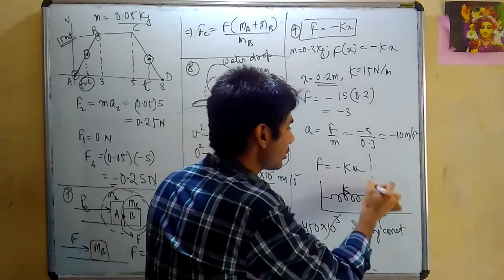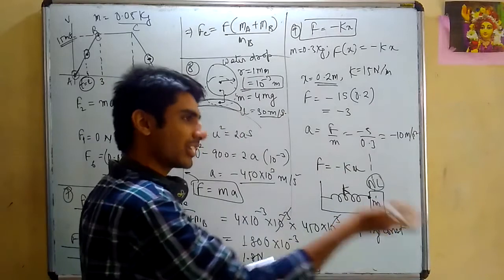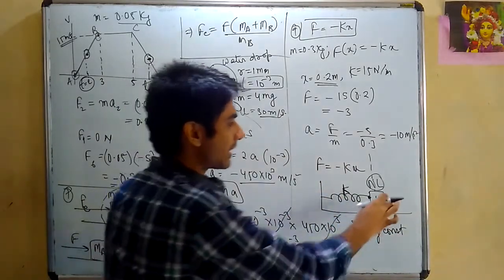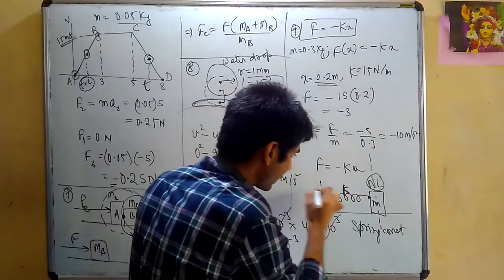Now this is the natural length of the spring. This is a term which is called natural length. It means the spring is not elongated and not compressed. It is naturally kept, neither elongated nor compressed. So this is the spring constant given.